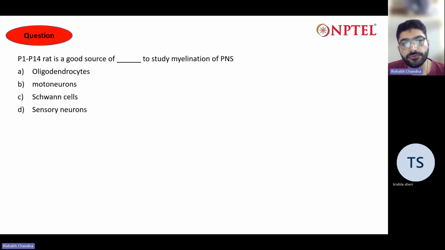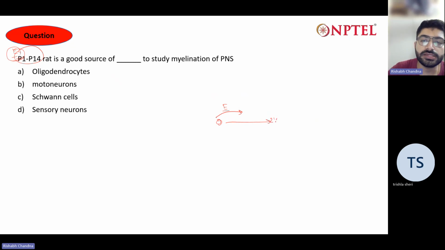So P1 to P14 rat is a good source of... Actually, it must not be P, it will be E. E means that it's an embryonic condition inside the rat. So when mating occurs and the zygote is formed, it is considered an embryonic condition inside the womb of the mother. In case of rat, the parturition happens around 24 days. So from day zero to day 24, it is E.